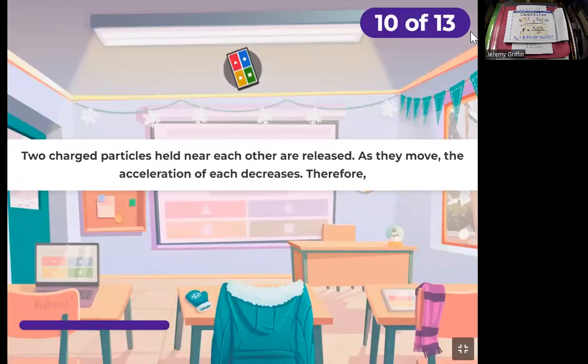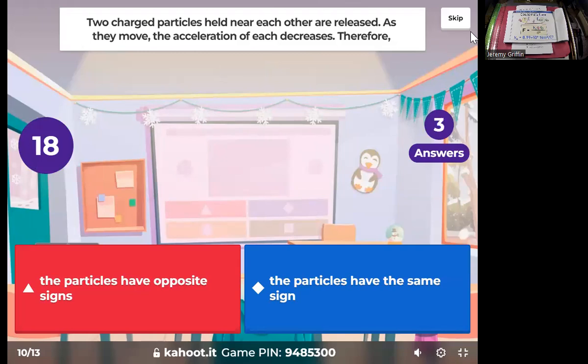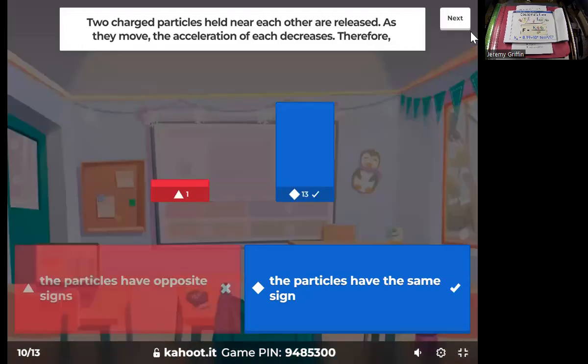Two charged particles held near each other are released. As they move, the acceleration decreases. Therefore, what? Ooh, nice, nice. Once everybody got that: the particles have to have the same sign.